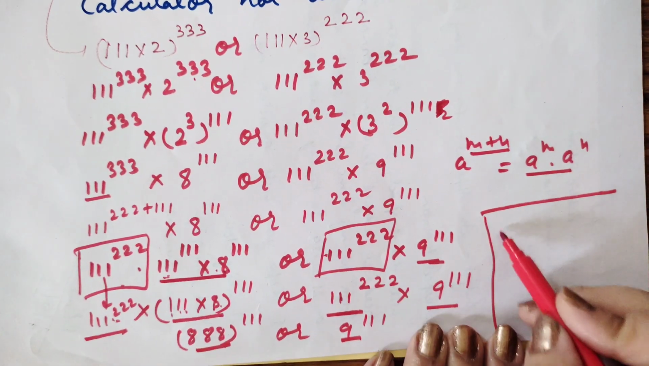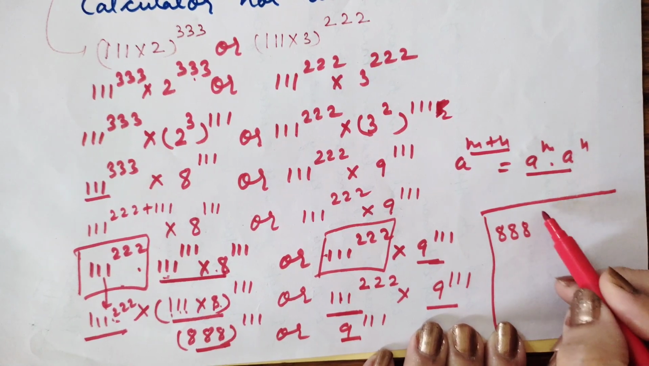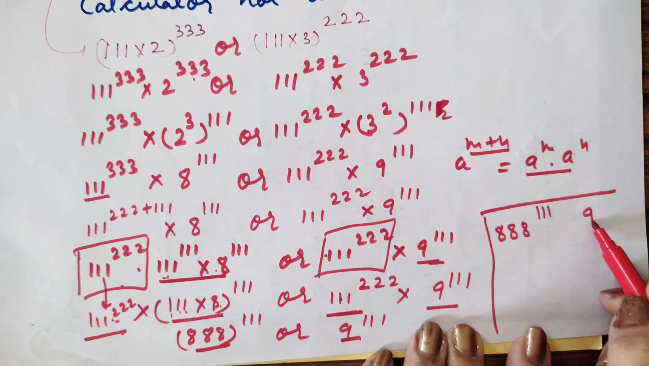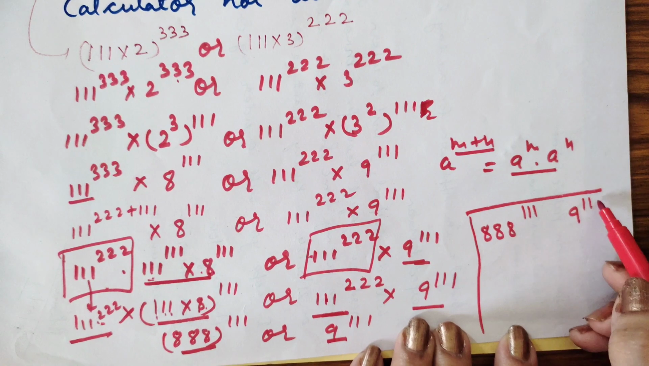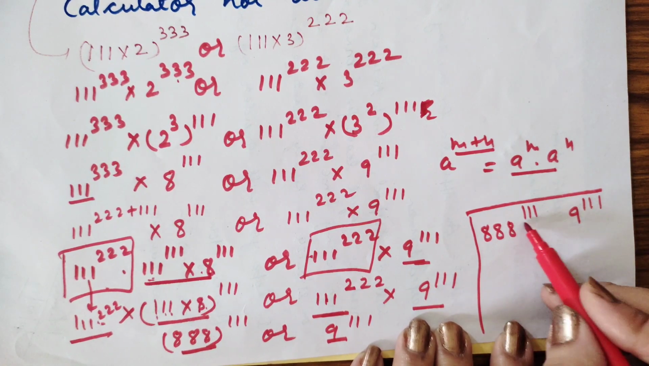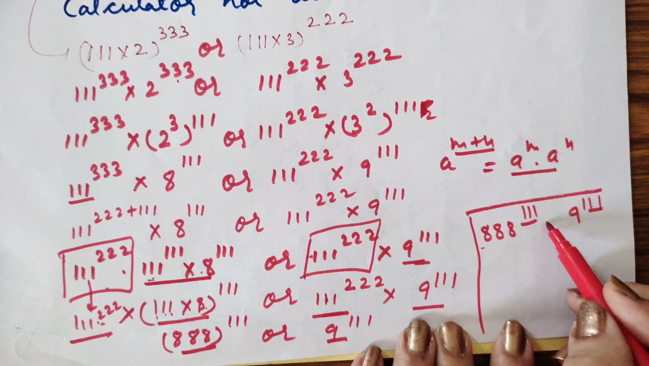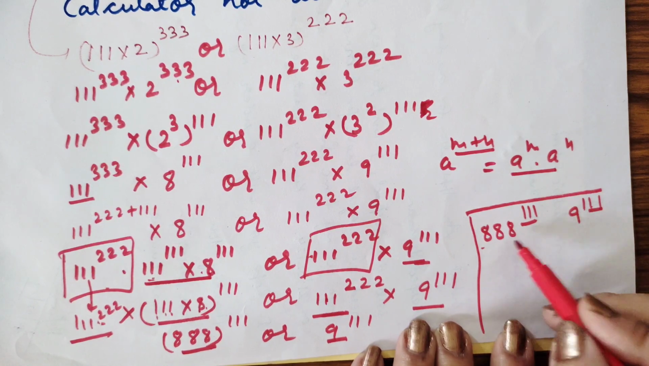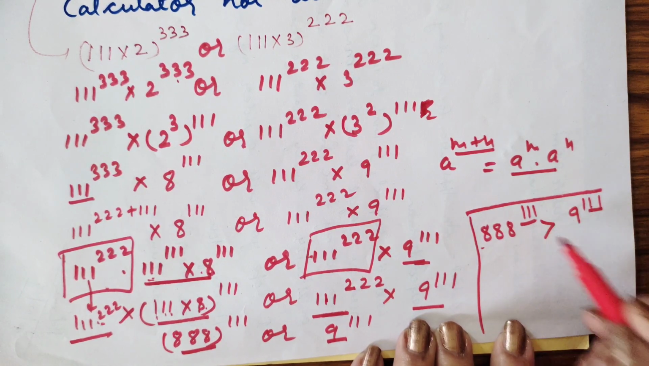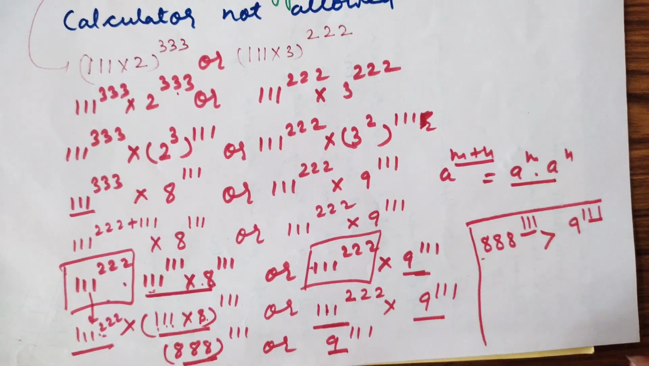Here you can see 888 power 111 and here 9 power 111. Obviously, if the powers are the same, we will compare the bases. So 888 is greater than 9. So this one is greater. So I hope you have understood this question.